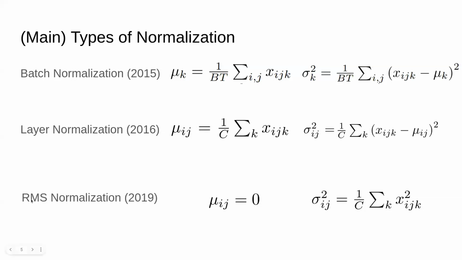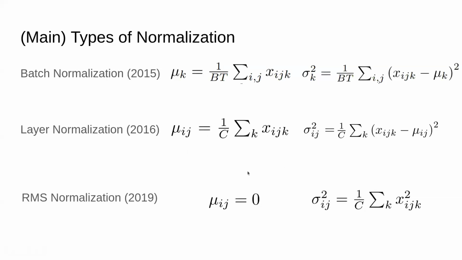And then the root mean square normalization. The difference is basically the mean is zero, and you just take the sigma. So it's basically like the LN, just without a mean. Okay. So let's move on to the methodology.